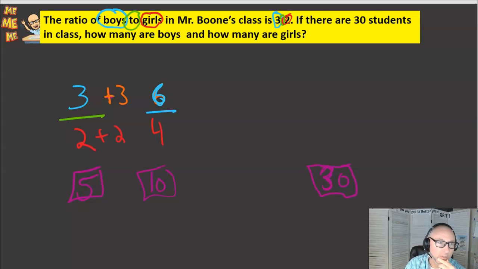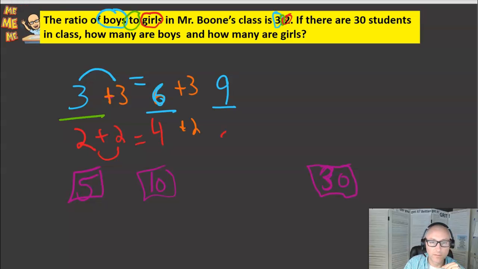So we're going to keep following this pattern. 3 plus 3 is 6. 2 plus 2 is 4. Let's do it again. Add 3 again at the top, but at the bottom, we're going to add 2. And that gives us, if we have 9 boys, how many girls would we have? 4, 5, 6. 6 girls. What's our total, by the way, at this point? 9 plus 6? 15.